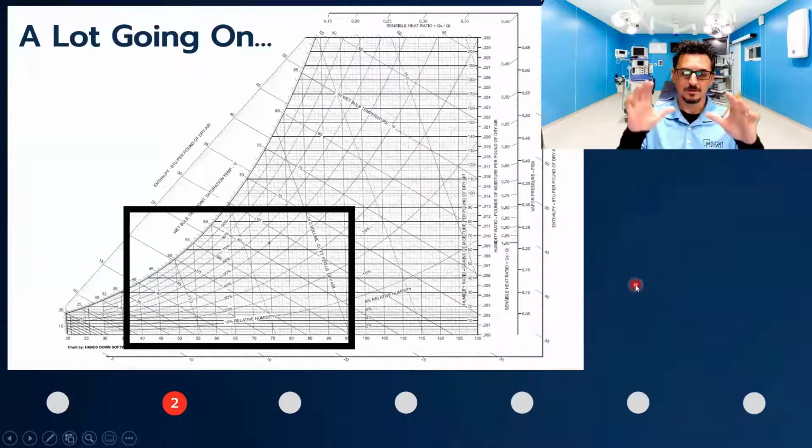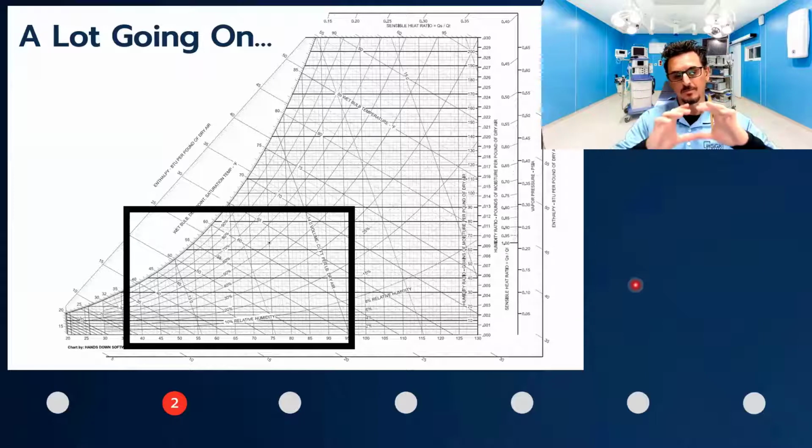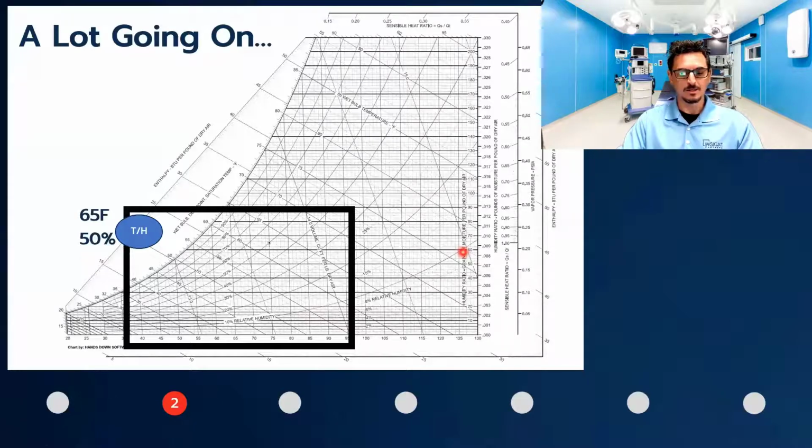So if we step back and look at this operating room, this is my fake operating room I'm drawing on a psychrometric chart. We add a temperature and humidity sensor in there, and we're going to control temperature and humidity in the OR. Let's say for this example we're doing 65 degrees and 50% RH. That is right here. If we draw this line here, this will represent the dew point set point of the space.